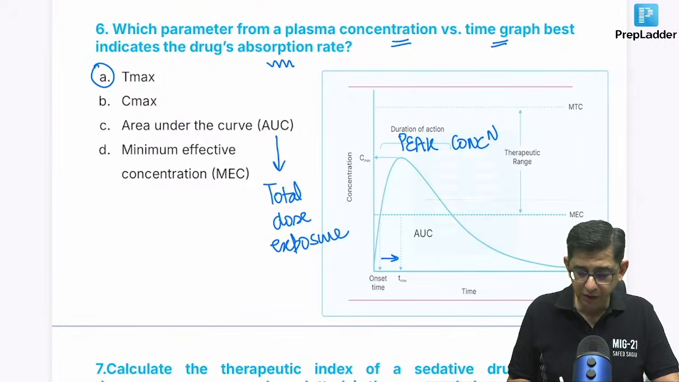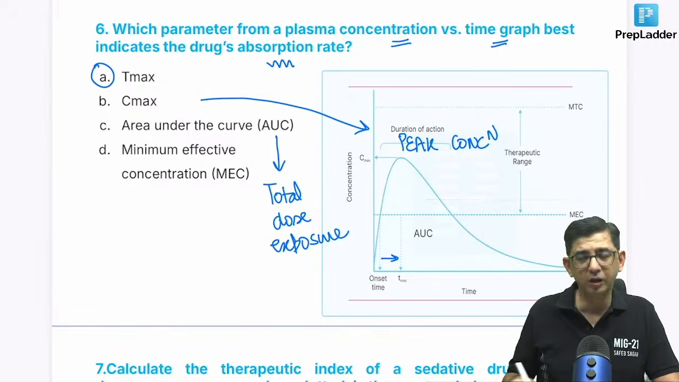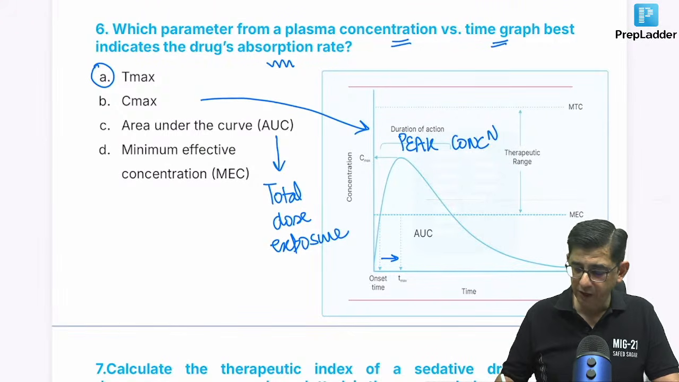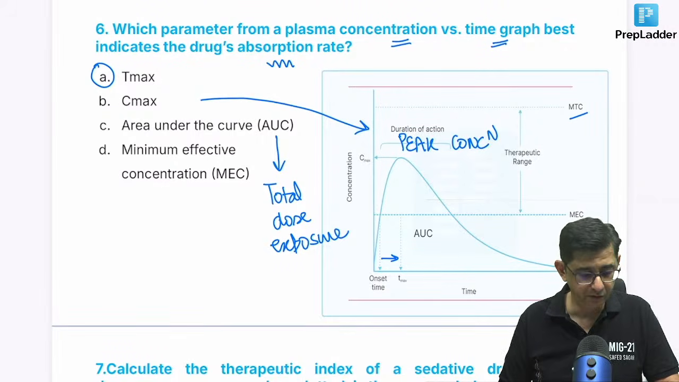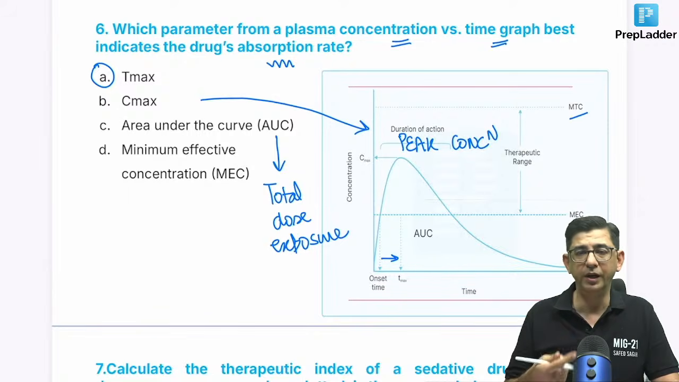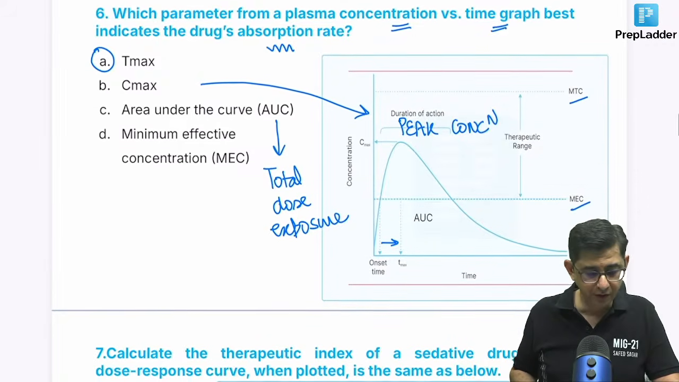Cmax is the peak concentration, as I've highlighted. Area under curve would be the total drug exposure that would be happening. And then there is the maximum toxic concentration and the effective concentration, which are represented on the y-axis. So pretty straightforward. Yeah, I think there was a delayed relay coming in for the tracheal stenosis curve that I have explained.